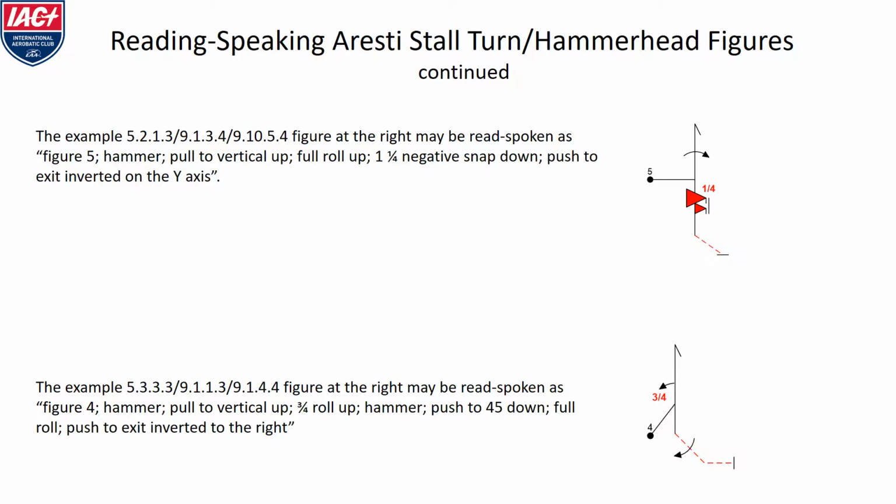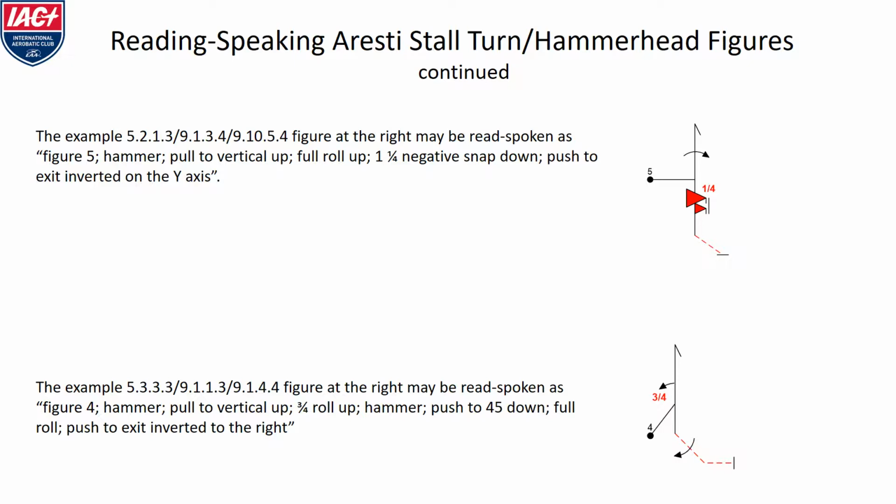The example 5.2.1.3/9.1.3.4/9.10.5.4 figure at the right may be read spoken as Figure 5, hammer, pull to vertical up, full roll up, 1 1/4 negative snap down, push to exit inverted on the y-axis.